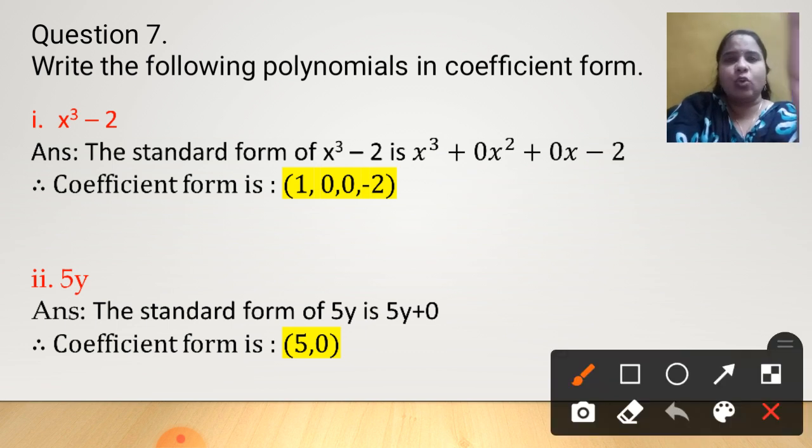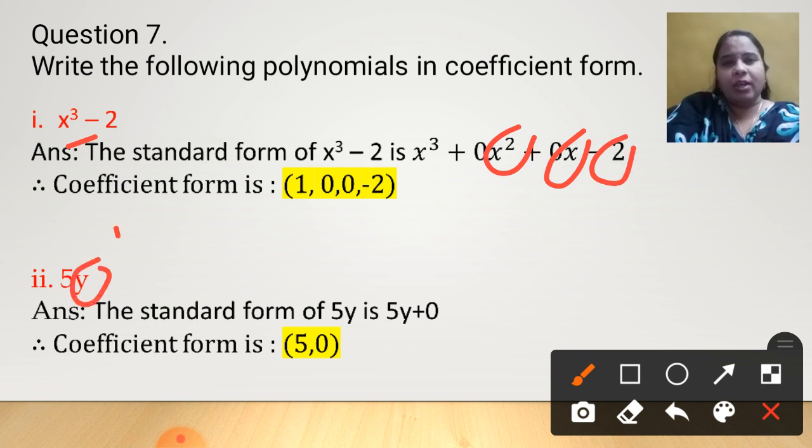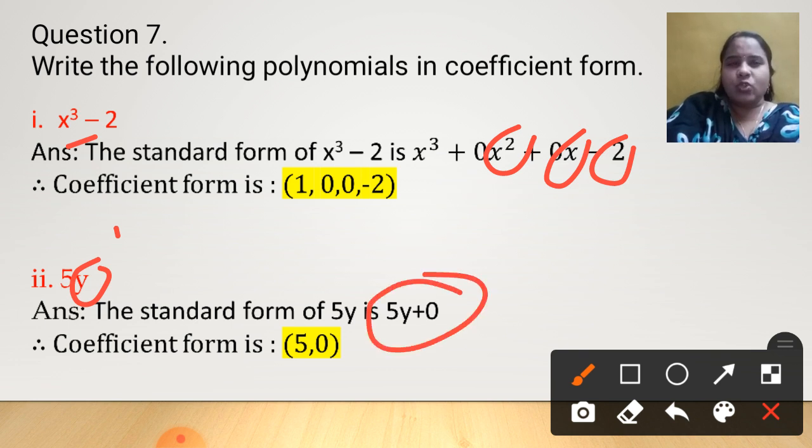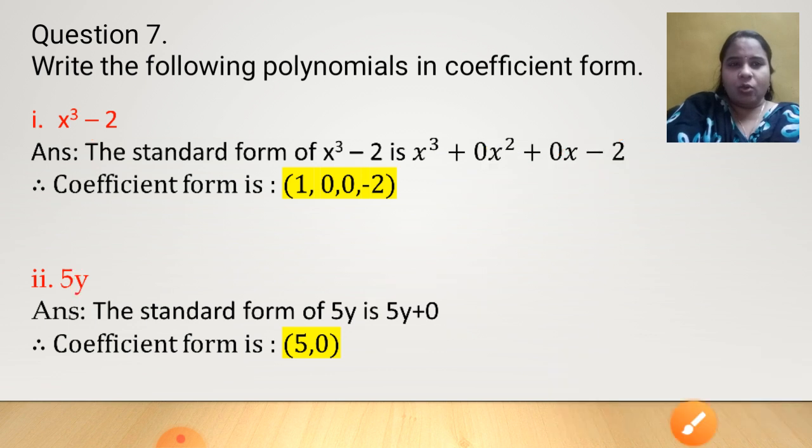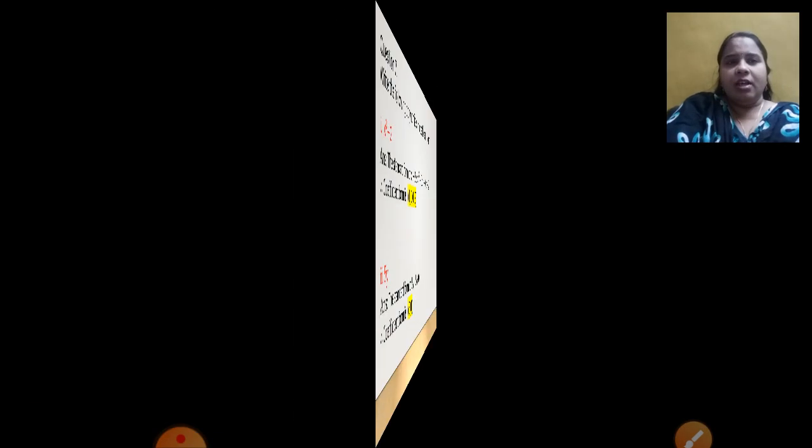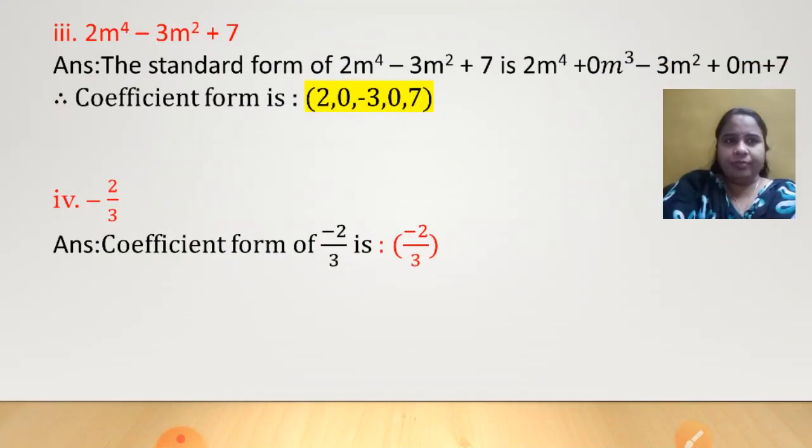See, this was cube, so we took square, then x, and then the constant. It was already y raised to 1. We don't want anything less than that, so the constant is to be added, so we write it as 5y plus 0. Okay, so the coefficient form will be 5 comma 0, right? So write this fast. Let us see the next question.